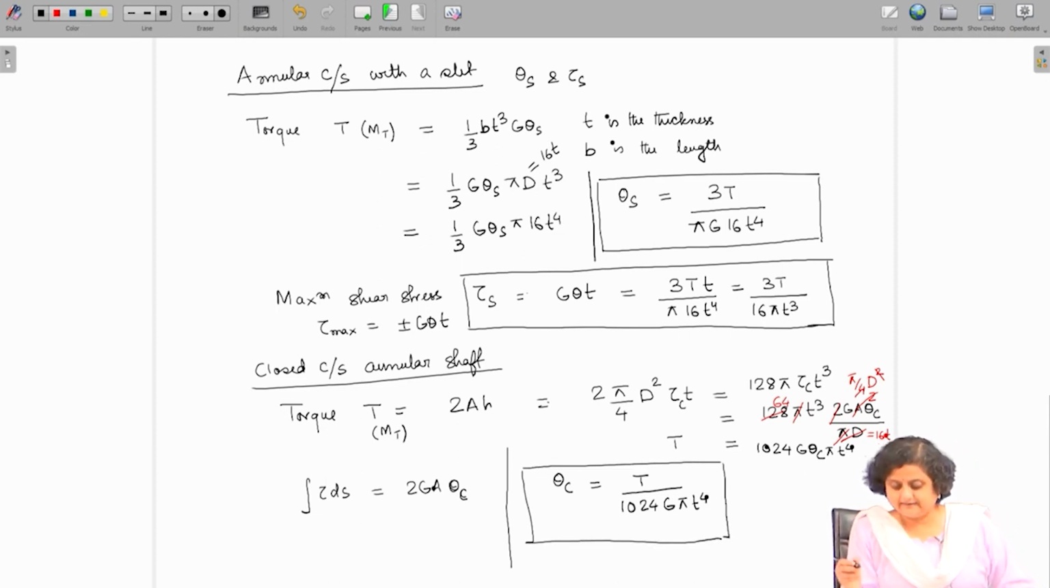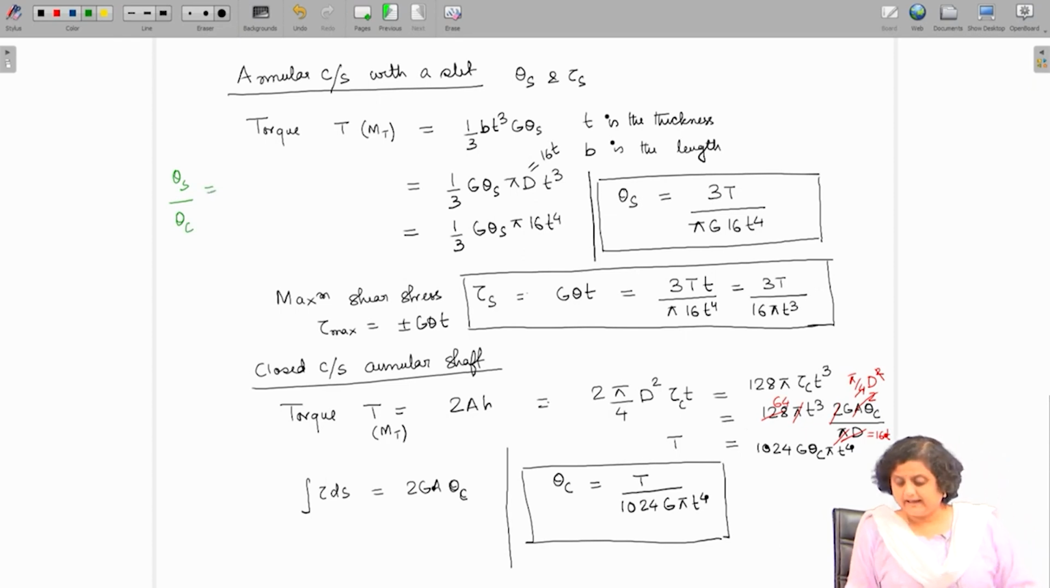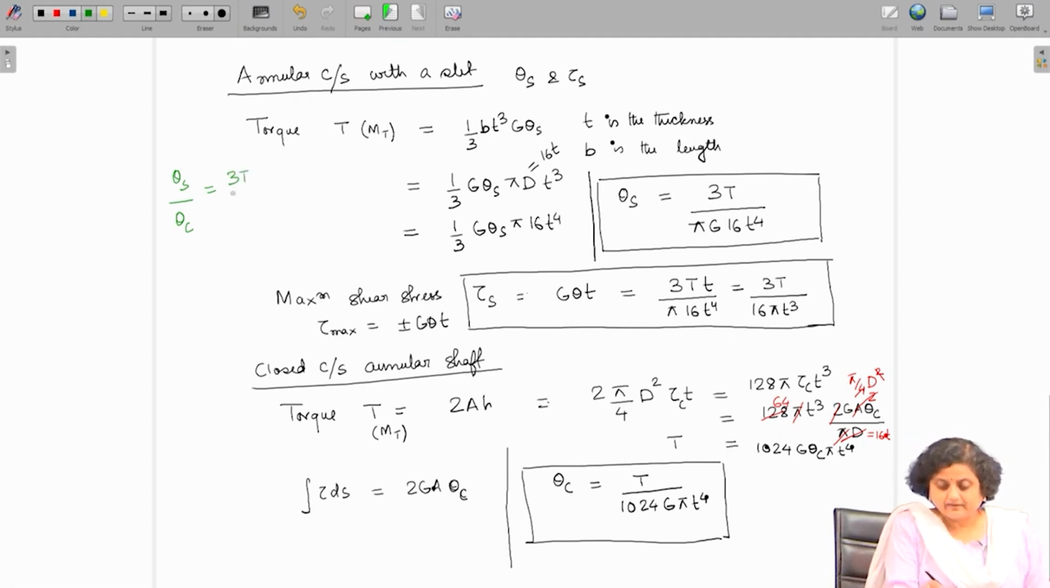Now, theta s is given as this, where theta c is given in this form. So, we can therefore find out the ratio between theta s and theta c as theta s by theta c as 3T by pi G 16 t to the power 4 into 1024 G pi t to the power 4 by T.